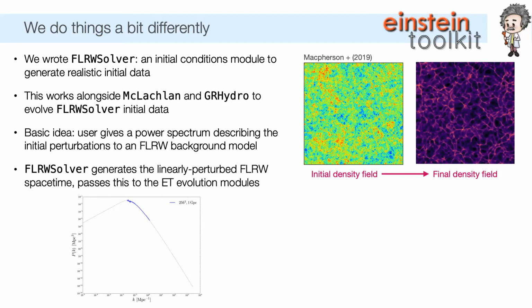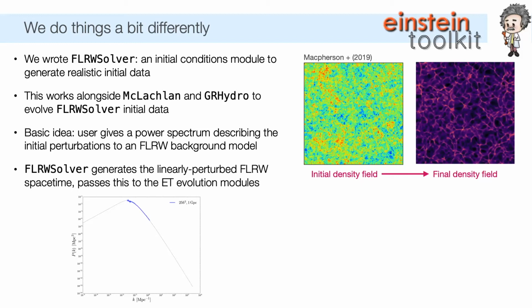So for example, the user will provide this function, which describes the power in matter fluctuations as a function of scale, so the wave number k. And then FLRWSolver will generate the linearly perturbed FLRW spacetime. So it will perturb the matter field, the density, the velocity, and the curvature of spacetime as well, and then passes these initial data into the Einstein Toolkit evolution modules.